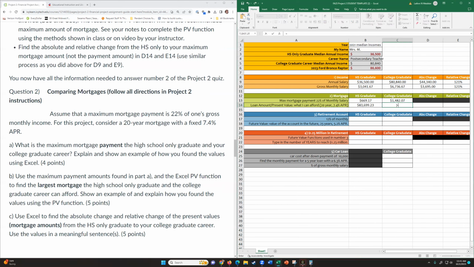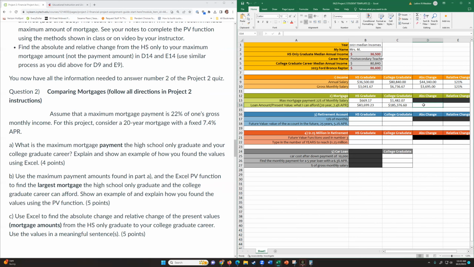If I use mine, equals PV, and then 0.074, we both got the same interest rate, divided by 12, 12 times 20, and then negative after my comma, and then this is the amount above there that the college graduate can put towards a house. So they can be shopping in a house range of 185,000.